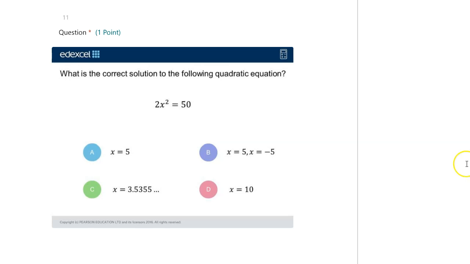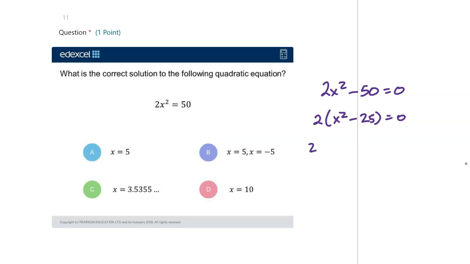What is the correct solution to the following quadratic equation? Hopefully you didn't mess this up. We've even done this one a little bit earlier. When you have a quadratic, or any polynomial, you should be setting it equal to 0, factorizing and solving. So here when I factorize, I've got 2, and I'm left with x squared minus 25.